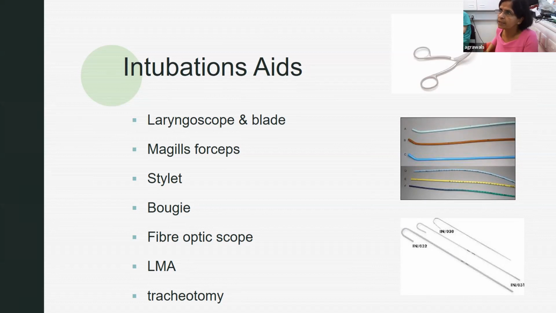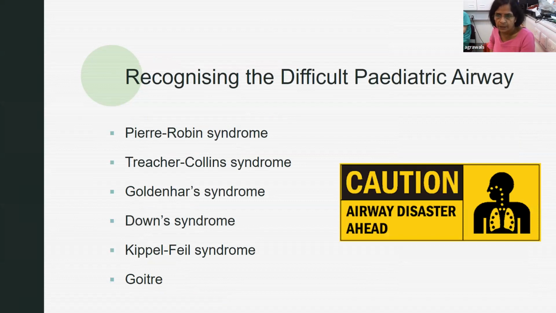And if at all it is unexpected and we go ahead and we think this is all straightforward and the child should take the ET tube and it doesn't happen, we oxygenate the patient whilst we wait for the anesthetists and the ENT team to come. And that's why it's important to recognize the difficult pediatric airway.